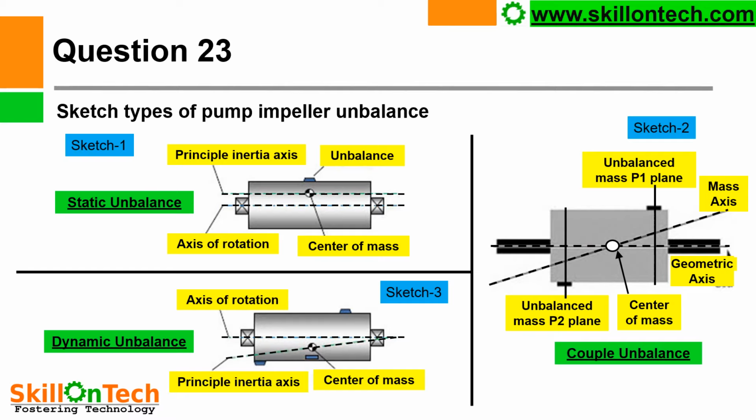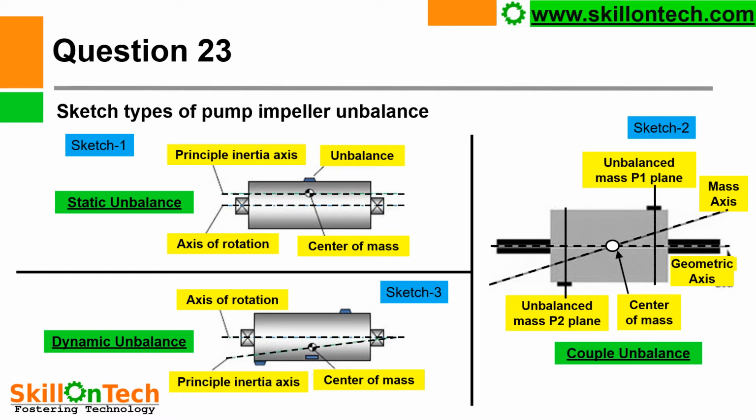You can see sketch 2 where a couple unbalance is shown. Couple unbalance results when a rotating shaft has two equal unbalanced masses in two different planes that are 180 degrees apart from one another. So you can see two different planes are shown: unbalanced mass in P1 plane, unbalanced mass in P2 plane, and the center of mass and geometric axis both are intersecting. So this is the condition of couple unbalance.